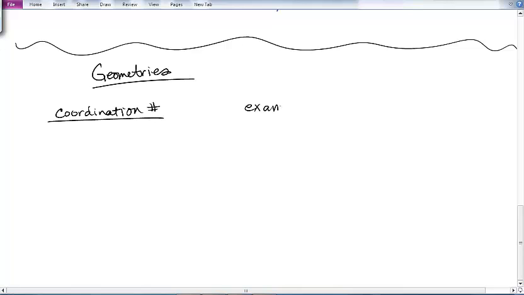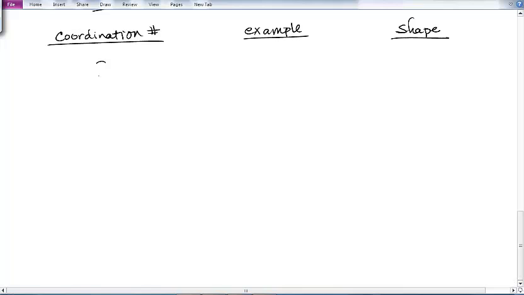I'm going to give you an example, and then I'm going to show you what that shape looks like. So, simple, coordination number of 2. An example of that might be this, diamine silver. And very simply, this is the center, that's the central metal cation. The ligands, very often, just like we've done before, get apart from each other. So the metal goes in the middle, the ligands go as far apart from each other as possible. The shape of that complex ion is linear.